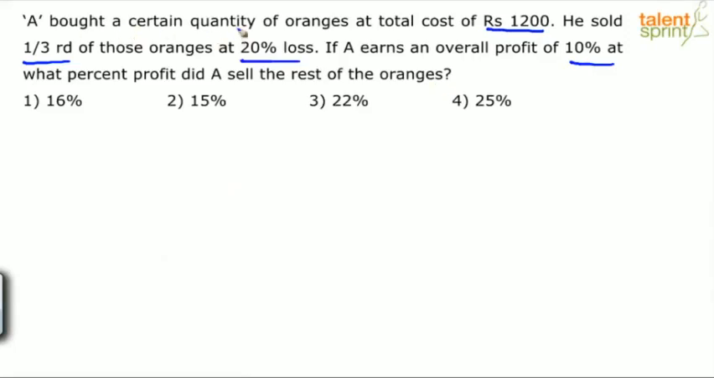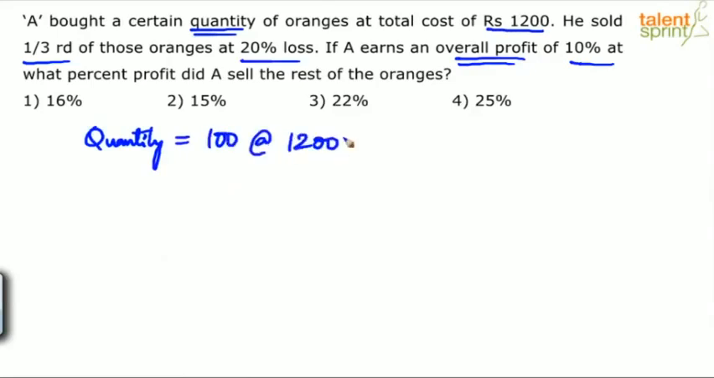See, A bought a certain quantity of oranges. What quantity? We have no idea. At what cost? 1200 rupees. Overall, profit made by A is how much? 10%. But he sold 1/3 of these oranges at 20% loss. You're getting it? So you can start with some value. I mean, you can say the quantity is 100. Quantity is 100 oranges, let's say. At what price? 1200 rupees. So implies 12 rupees per orange. You're getting it? I mean, just to start with something.